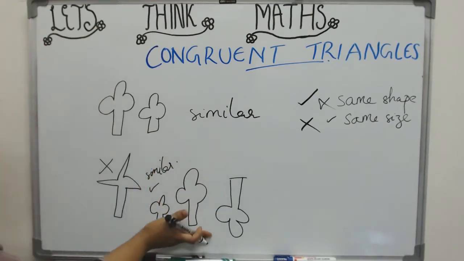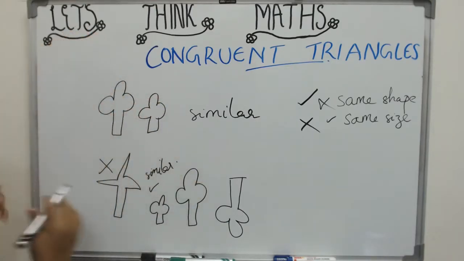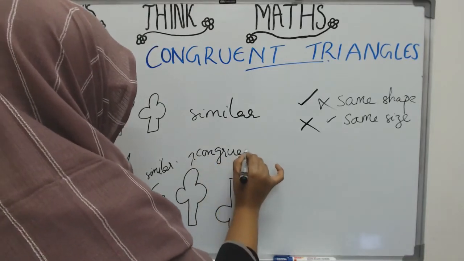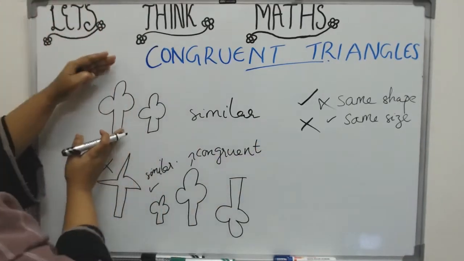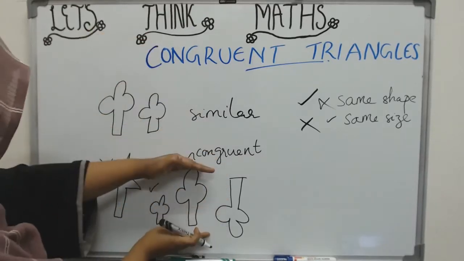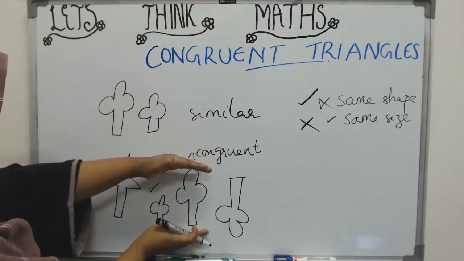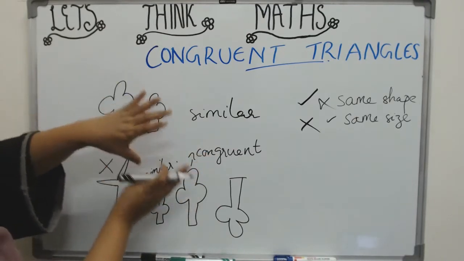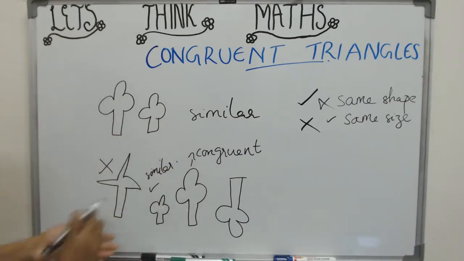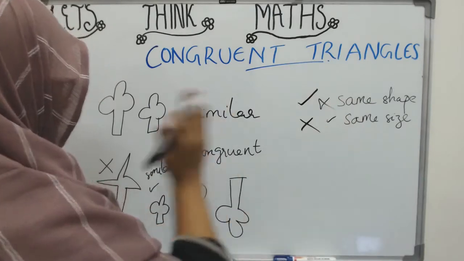Now the third one, you will see that it has the same size and the same shape. So this one is congruent. So when are two shapes called congruent? When you take this and superimpose it on the second figure, it should completely and exactly cover it. So then it is called congruent, or in other words, it should have the same shape and the same size.